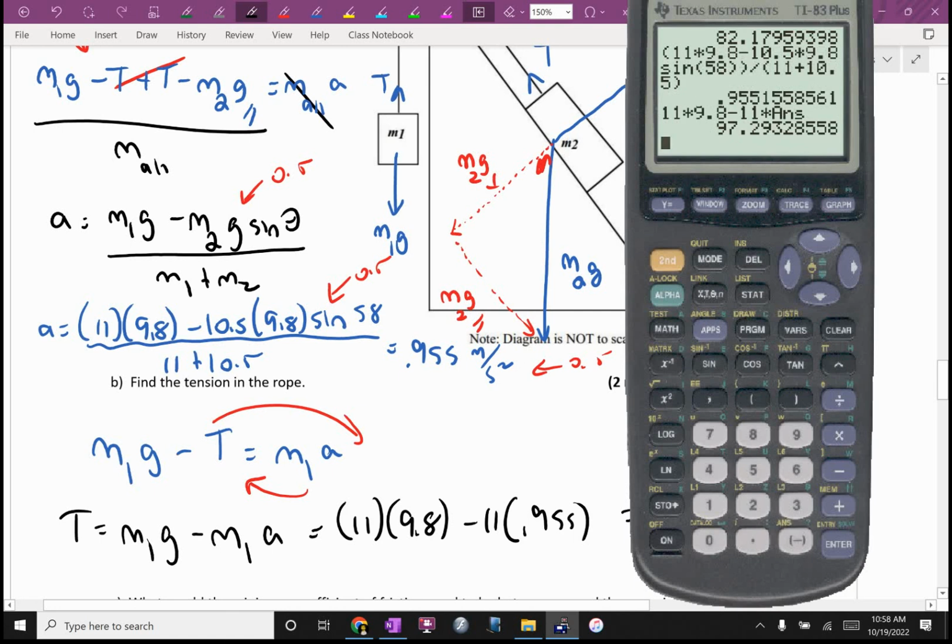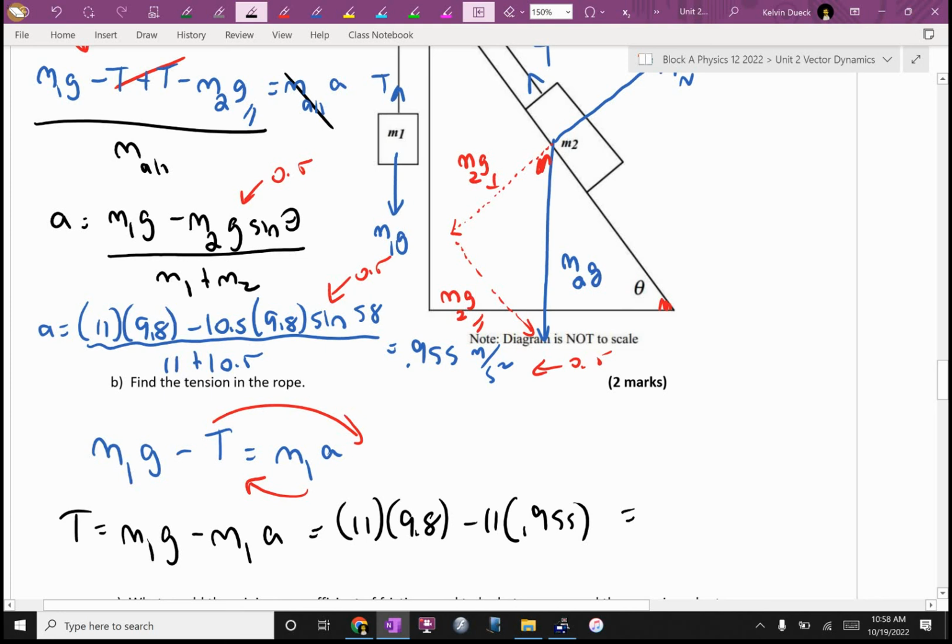Did you get 97.3 or am I wrong? Did I make a mistake? That's right. 97.3 newtons. If you didn't get that, if you got something too big, maybe you have a plus sign. Check your winners and your losers and how you rewrote the equation.